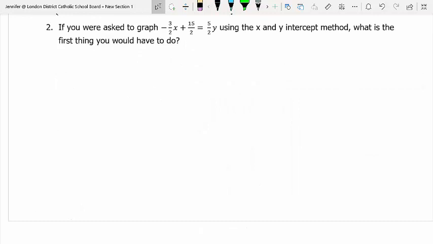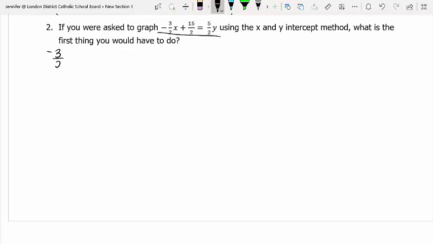Okay, if we were asked to graph this line using the x and y intercept method, what is the first thing we would have to do? So the first thing we would have to do is put this in standard form, right? Because it's not in standard form. Our a, b, and c are not whole numbers, and our a value is not positive. So to remind you how to do that, I'm going to show you right here.